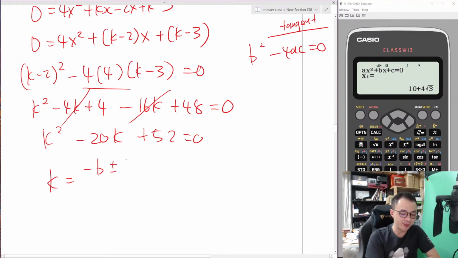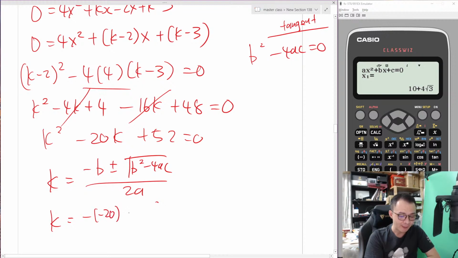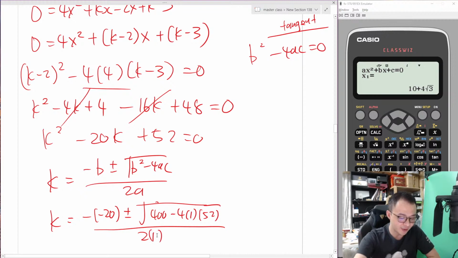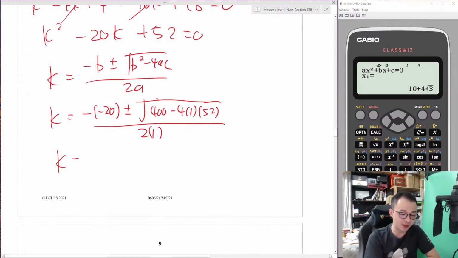Negative b plus or minus the square root of b squared minus 4ac, divided by 2a. Alright, so negative 20 plus or minus the square root of 20 squared, 400, minus 4 times 1 times 52, divided by 2 times 1. Okay, so just solve this one to get the so-called exact value.